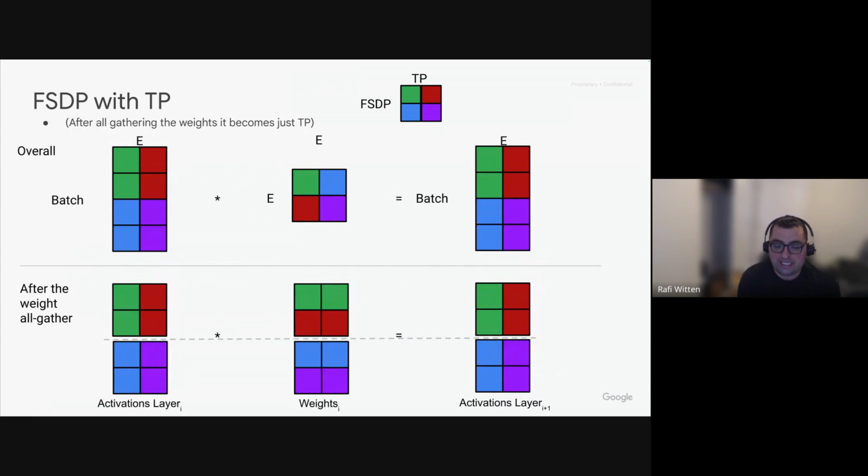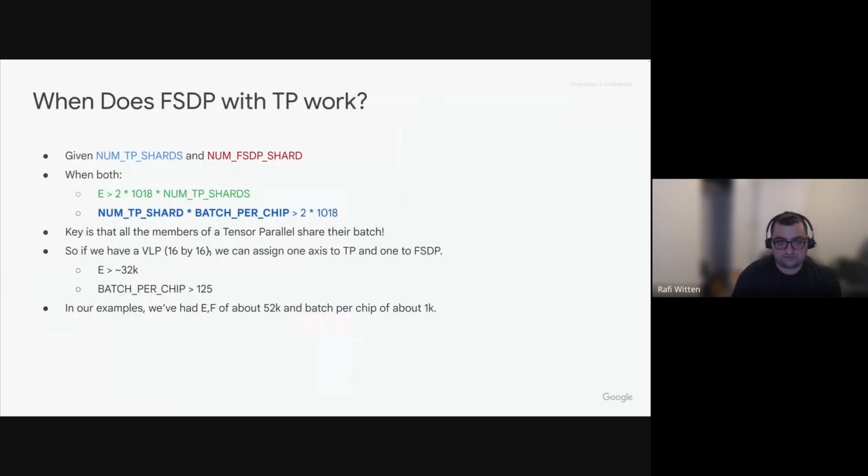So we do the all gather ahead of time. And then we now have the same situation we had before. And we can do the online collective matmul. I've worked out both of these. I'm just assuming we split our bandwidth. And this is going to work best in a regime where E is greater than, now it's 2,000 times the number of tensor parallel shards. And the number of tensor parallel shards times the batch per chip is bigger than 2,000.